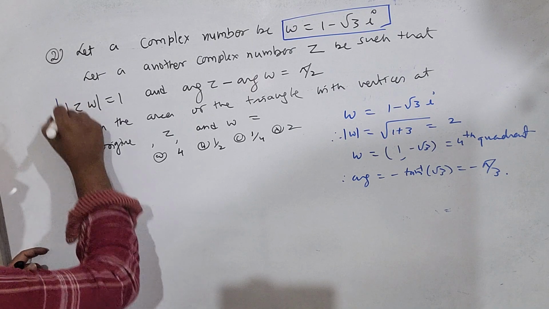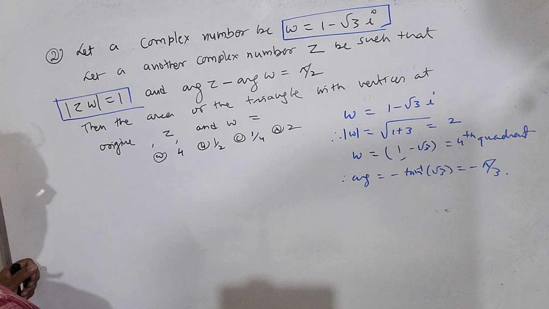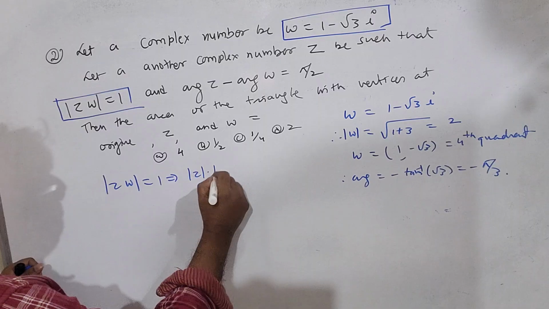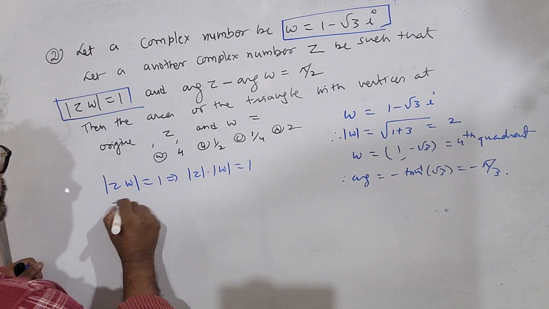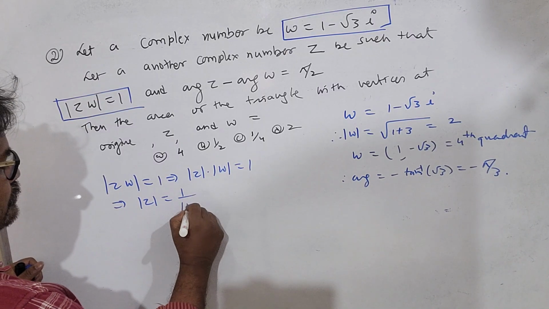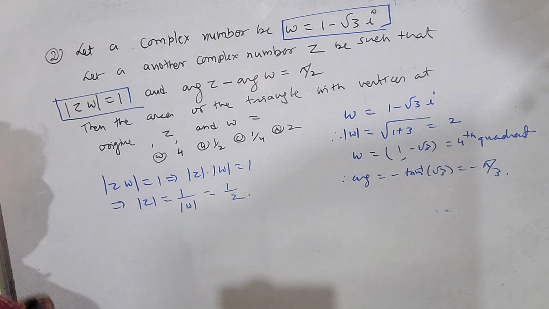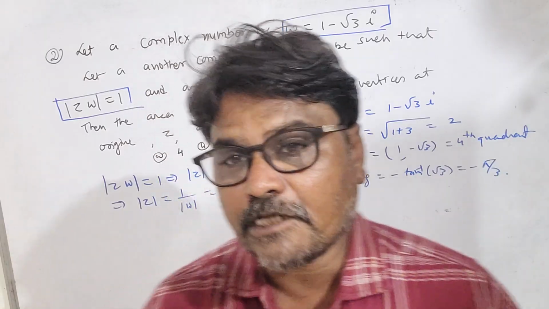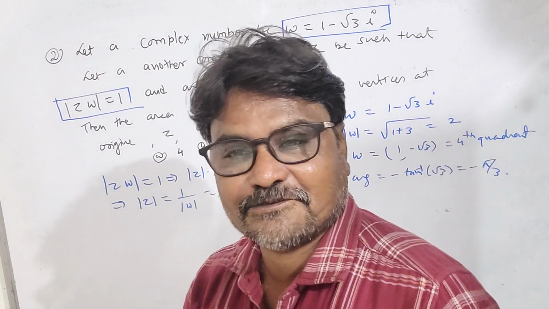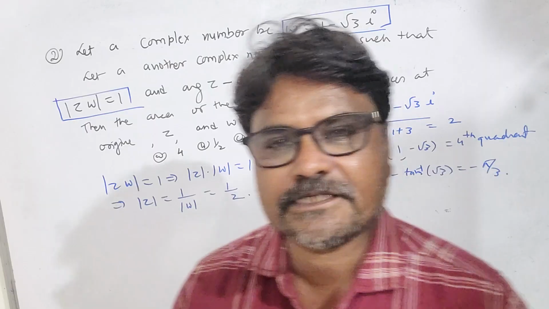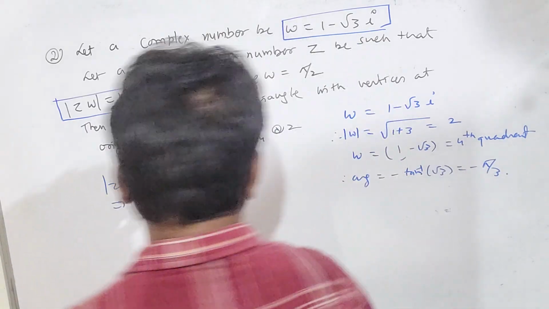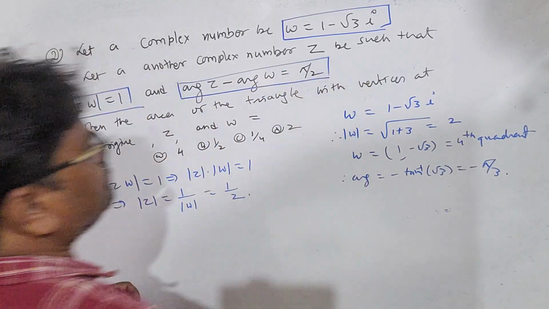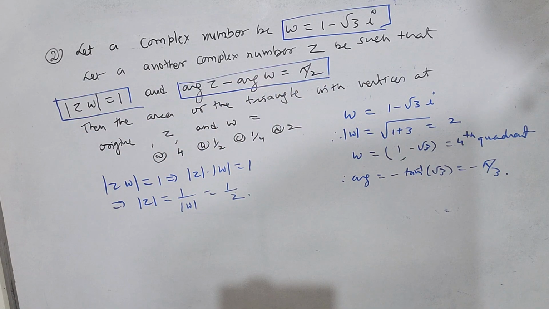The second condition is given as modulus of z into w equal to 1, that is modulus of z into modulus of w. Therefore modulus of z equals 1 upon modulus of w, that is 1 upon 2. So modulus of z we have calculated, and modulus of w we have calculated. Now the third one is very interesting. That is super important, that you have to interpret properly. What is that? The third condition is argument of z minus argument of w equal to pi by 2.